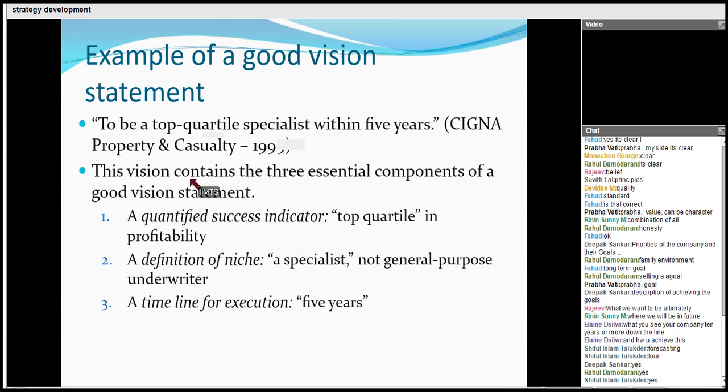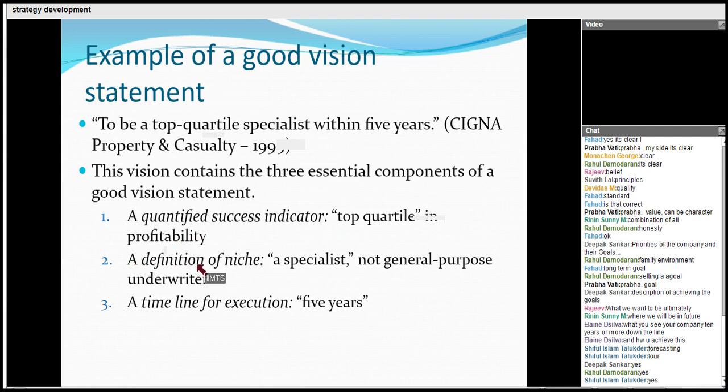One, this vision contains the 3 essential components of a good vision statement. Now, please take these 3 components down. The first component is a quantified success indicator. We can measure it. And what is it? They say they want to be top quartile. That is something we can measure. In profitability, there are quartiles, right? We have different quartiles. They want to have top quartile in profitability.